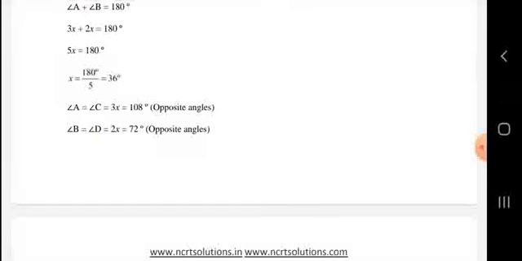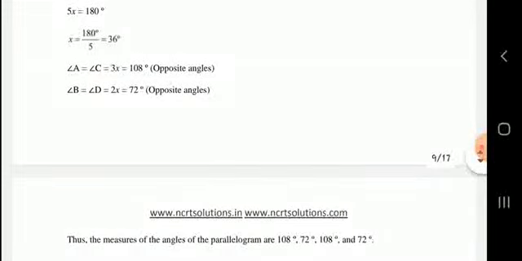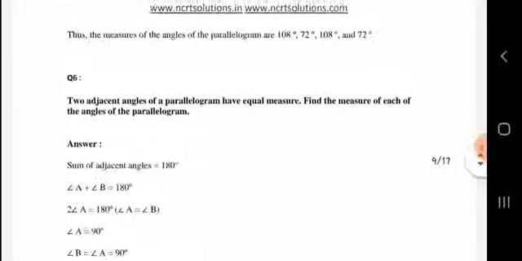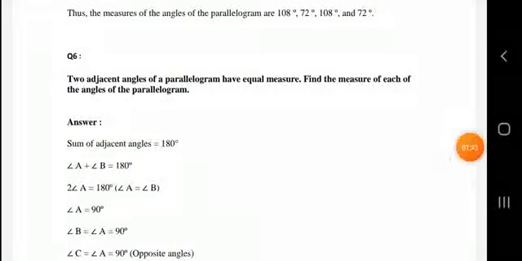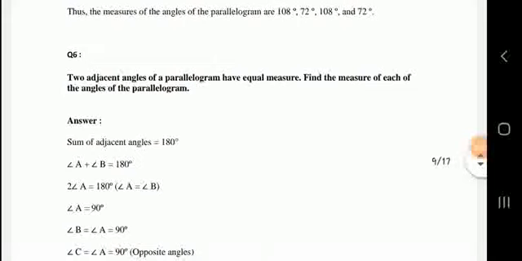So therefore angle A is equal to angle C is equal to 3x, which is 108 degrees, and angle B and angle D is equal to 2x is equal to 72 degrees. So opposite angles are equal. Therefore the measures of the angles of the parallelogram are 108 degrees, 72 degrees, 108 degrees again, and 72 degrees. So these both, as you know, opposite sides will be equal.